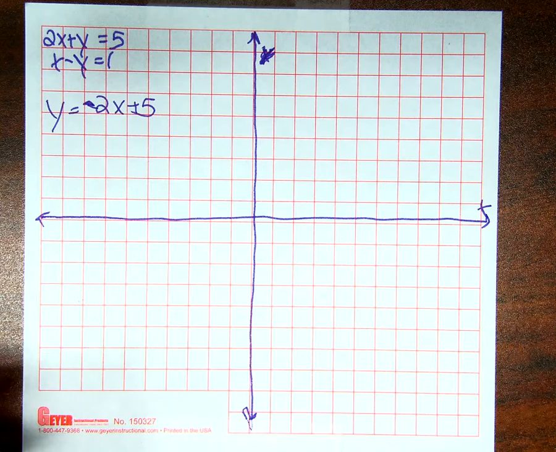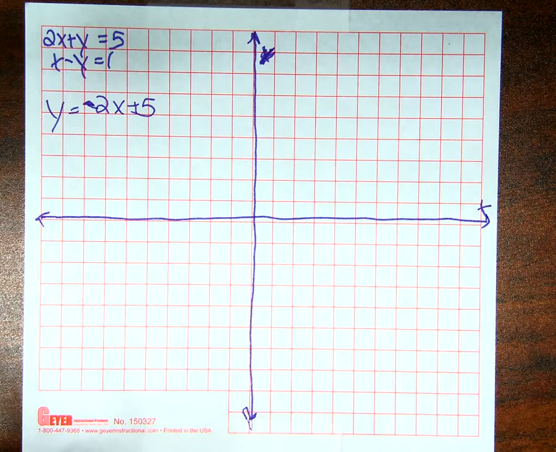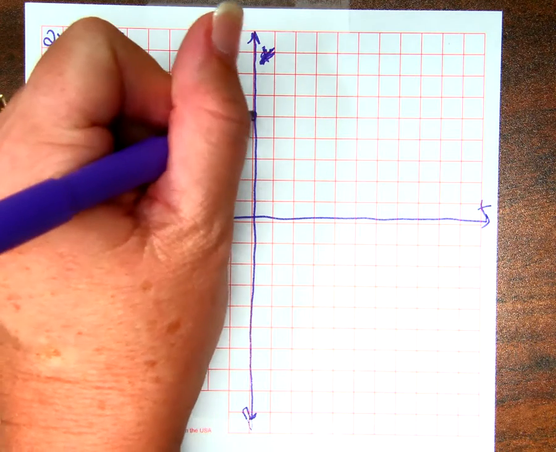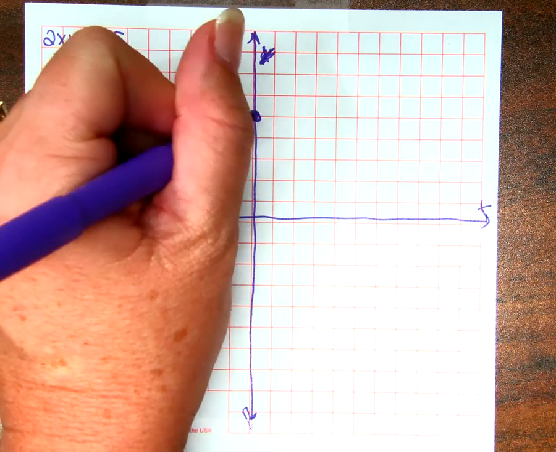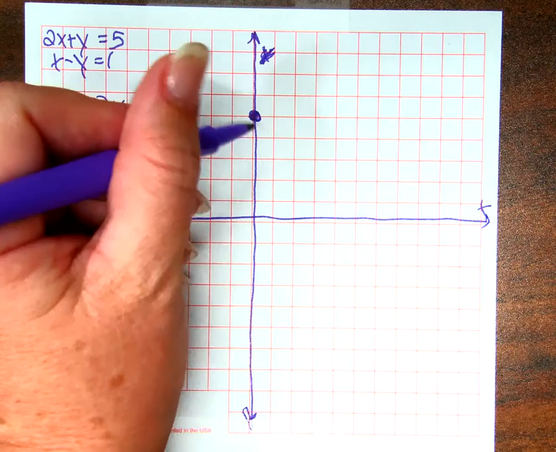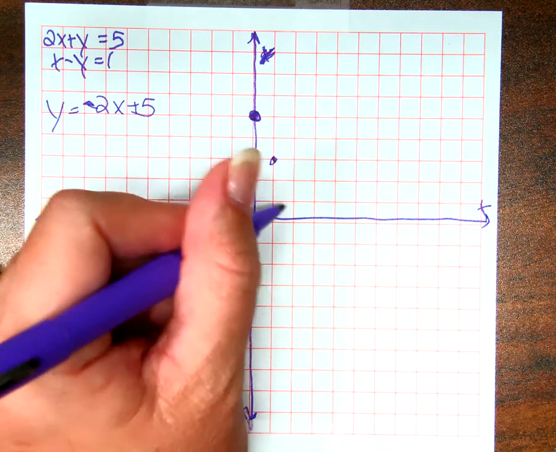Is that easier to graph? Yeah, I already know my slope and I know my y-intercept. What's my y-intercept? 5. 1, 2, 3, 4, 5. It crosses the y-axis at 5, which is right there. What's my slope? Negative 2 over 1. So from my y-intercept, I go down 2 to the right 1. Down 2 to the right 1.